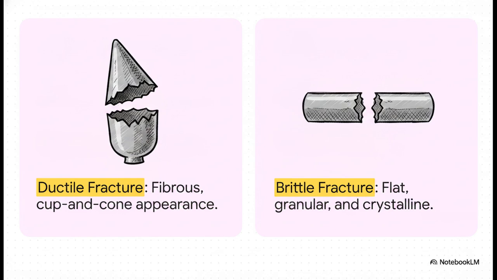You can clearly see this difference in the literal aftermath of the destruction. If you look at the physical pieces of a tested ductile specimen, the fracture face looks fibrous, often forming this distinct cup and cone shape where it finally tore apart. But look at a brittle fracture, it's flat, it's granular, and it looks highly crystalline. It didn't tear, it just snapped.